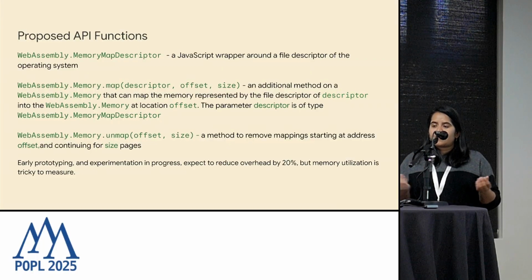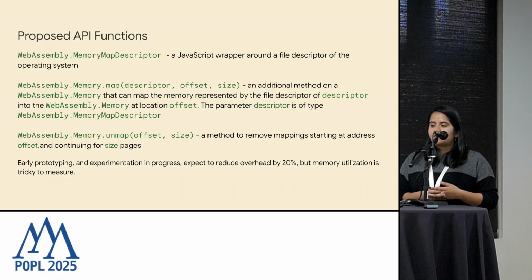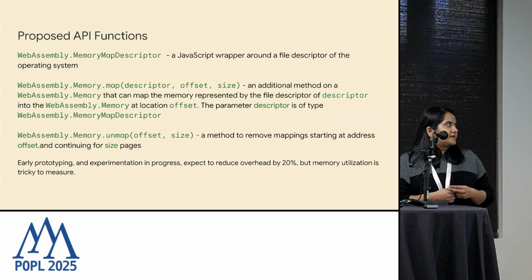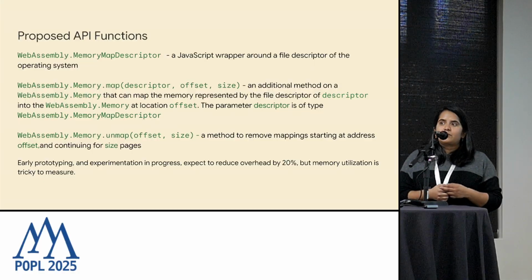We also provide memory.unmap, which is a method to remove mapping starting at the address offset and continuing for size. Size here is represented in a number of pages. So we do have an early prototype of this.